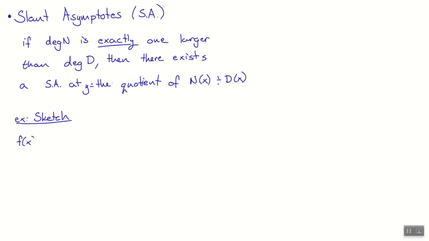Let's say that our function is f of x equals x squared minus x minus 2 divided by x minus 1. Now, I will not be annotating this one near as much as the other one. We're going to work this together, at least up to the slant asymptote part. What's the first thing you guys would do?